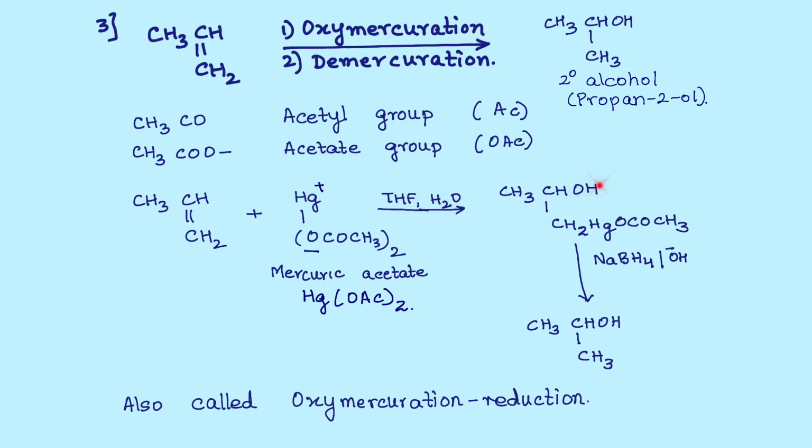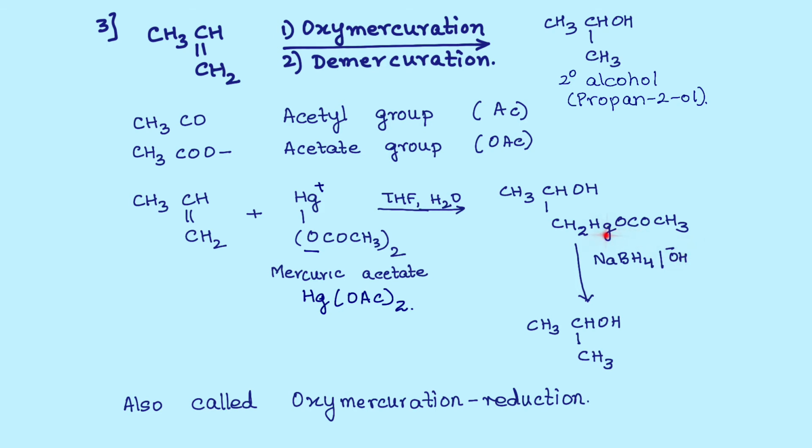So we have, if you notice, across the double bond addition of OH and HgOCOCH3. So we are forming an addition product over here. Usually, we do not stop the reaction at this point. We carry out its reduction using sodium borohydride in an alkaline medium, OH negative.